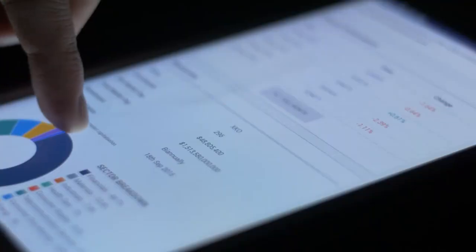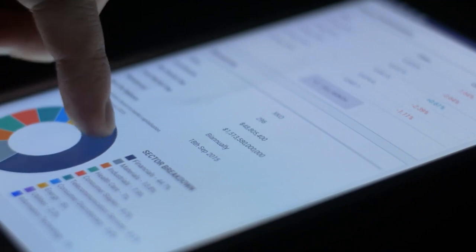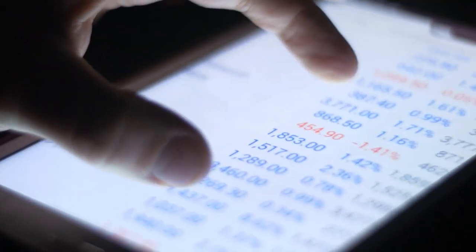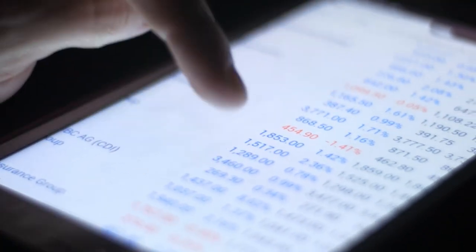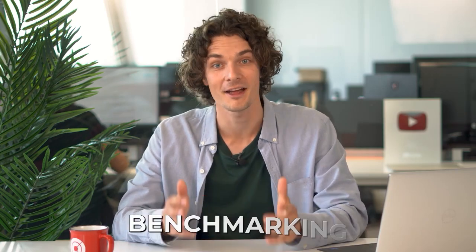Now, this competitor analysis can be done manually by observing the different platforms of brands in your sector, dissecting their strategies, and comparing results one by one. Alternatively, you can use powerful tools that systematize this analysis. And the tool we'll be exploring today is known as benchmarking.